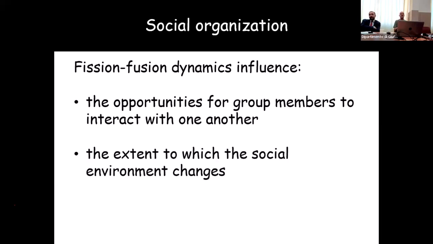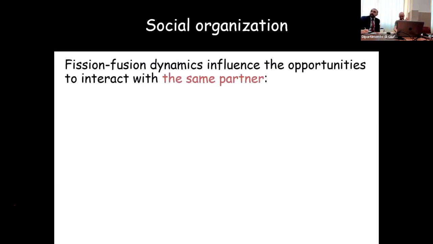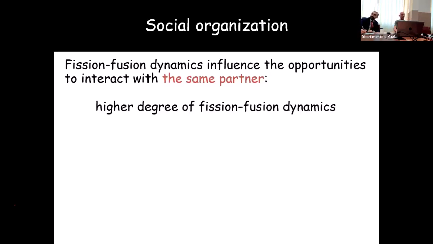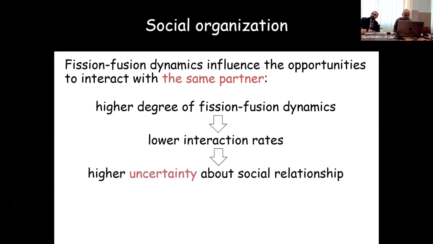And then they also change the extent to which the social environment changes. So two individuals may behave in one way if there are certain individuals around, and in a different way when there are other individuals around. So the change of subgroup composition also creates a challenge for the way that individuals behave. Here we can see some of these opportunities. Fission-fusion dynamics influence the opportunity to interact with the same partners. The higher the degree of fission-fusion dynamics, the lower the interaction rates between individuals, because they are in different subgroups. And that leads to uncertainty.